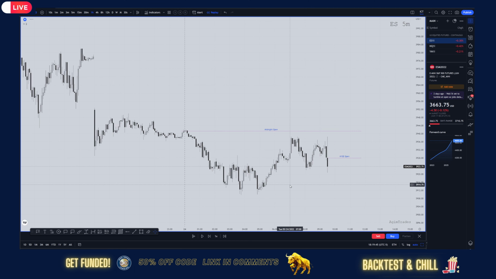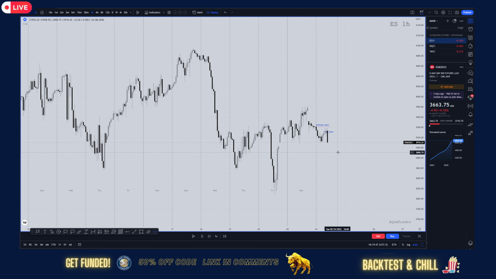Let's go back to the hourly. All right, now we have that gap. Again, we have more sell side liquidity. We have this balanced price range with the consequent encroachment, this right here as a target. So I would say my bias would be on the short side.